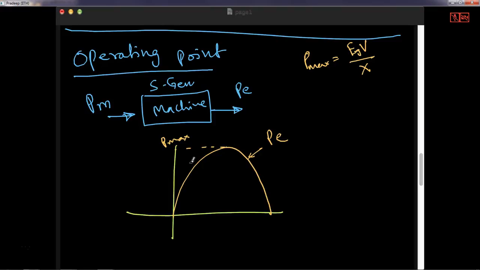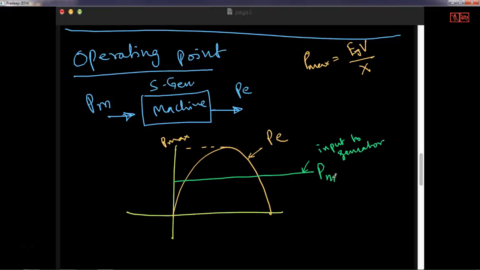But I should not generate completely P max. I should generate something less for stability reasons. I already indicated this is pi by 2. Anyway, now let's draw one horizontal line like this. Let's say this is PM. This is the mechanical power input to the generator.